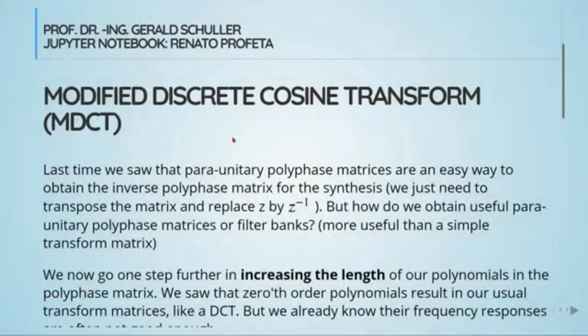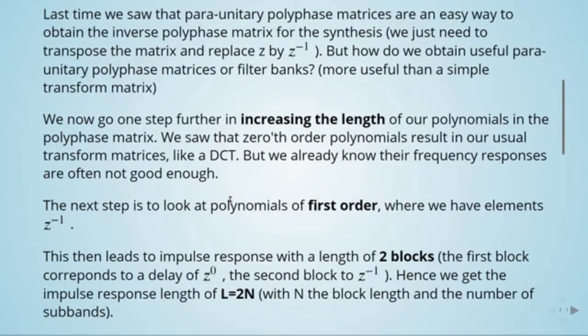Last time we saw that para-unitary polyphase matrices are an easy way to obtain the inverse polyphase matrix for the synthesis. We just need to transpose the matrix and replace z by z to the power of minus 1. But how do we obtain useful para-unitary polyphase matrices or filter banks, more useful than a simple transform matrix? We now need to go one step further in increasing the length of our polynomials in the polyphase matrix. We saw that the zero-order polynomials result in our usual transform matrices, like a DCT. But we already know their frequency responses are often not good enough.